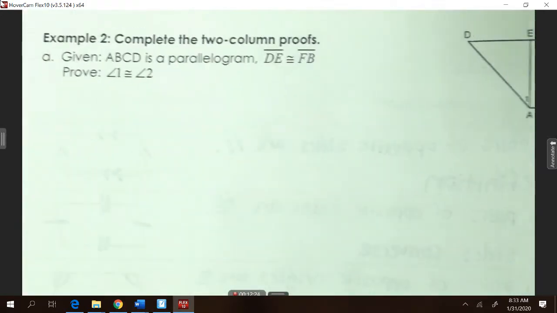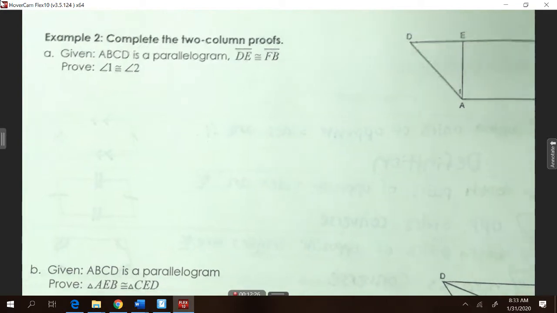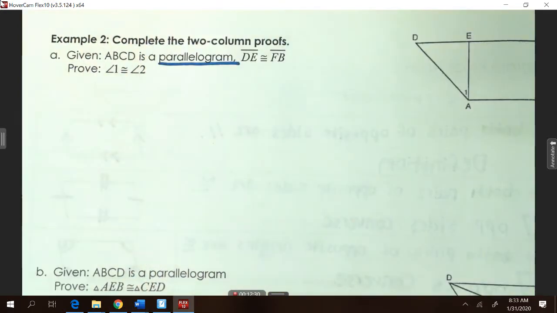All right. So let's go ahead and flip this open to the next page. We're going to actually get into proofs now. We're going to be proving some things. So notice that we are given that the shape is a parallelogram. As soon as I know it's a parallelogram, what do I know? What are some things that I know as soon as I'm given it's a parallelogram?